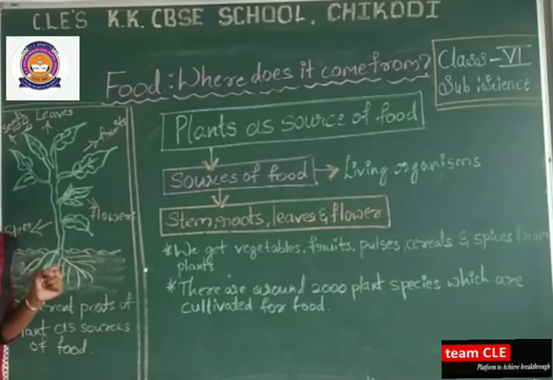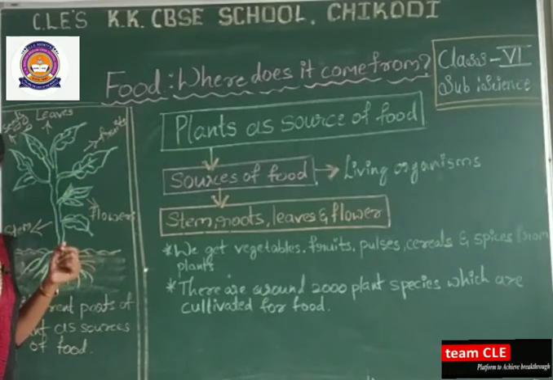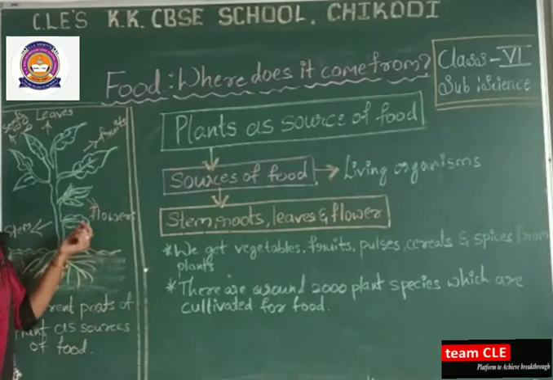Like the leaves, we are getting palak, methi and all. These come under the leaves part. Those leaves we are consuming. Next one is the fruits also. Fruits we are getting from the plants itself. Even the flowers.